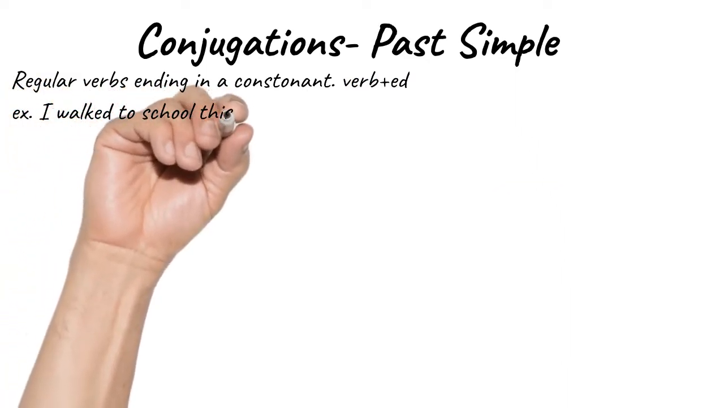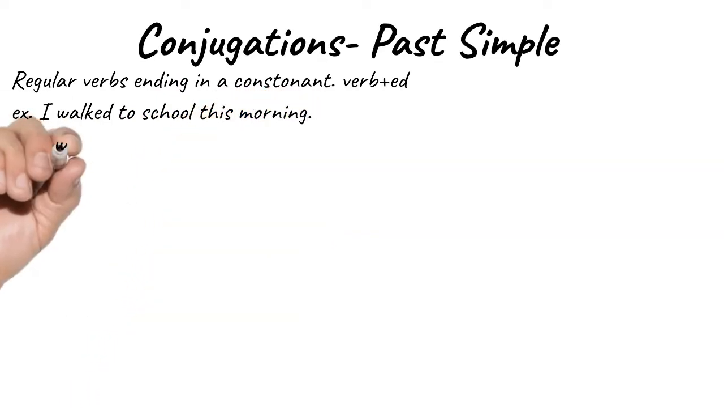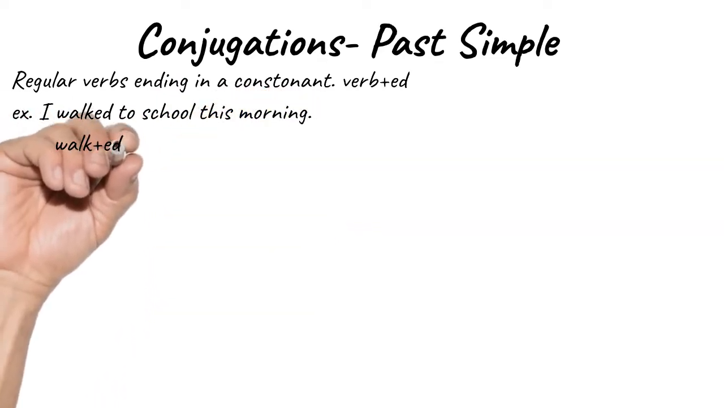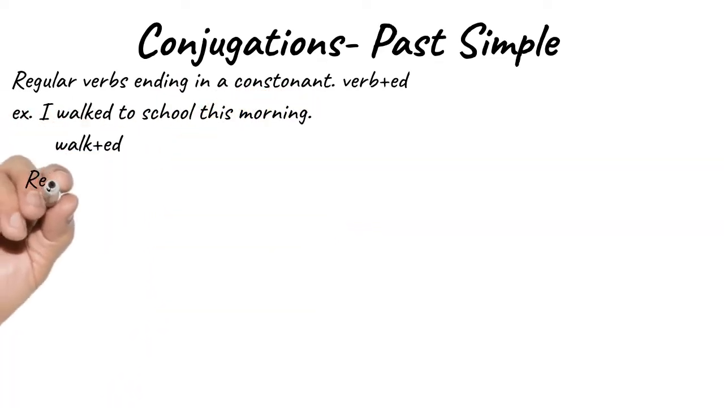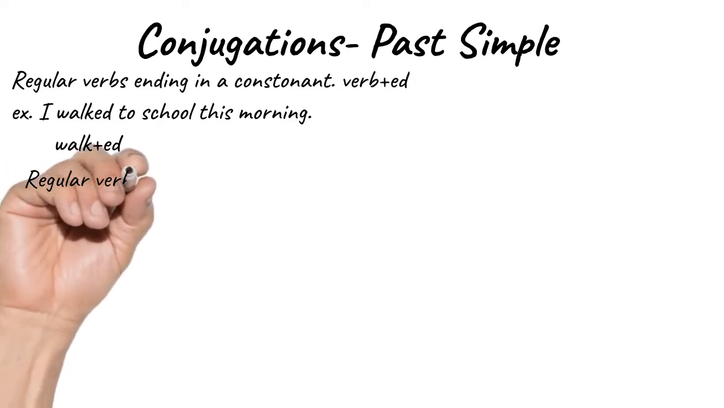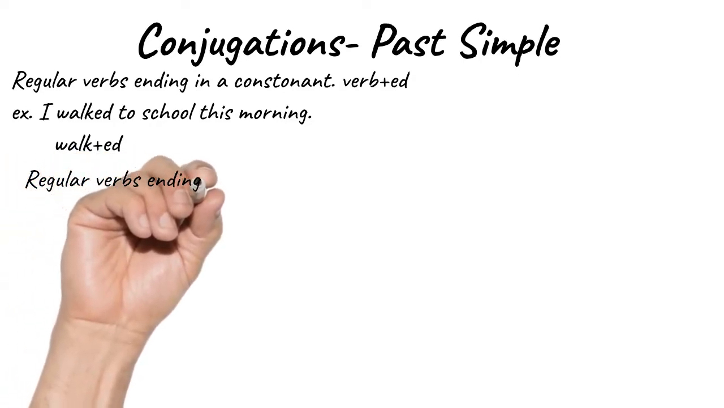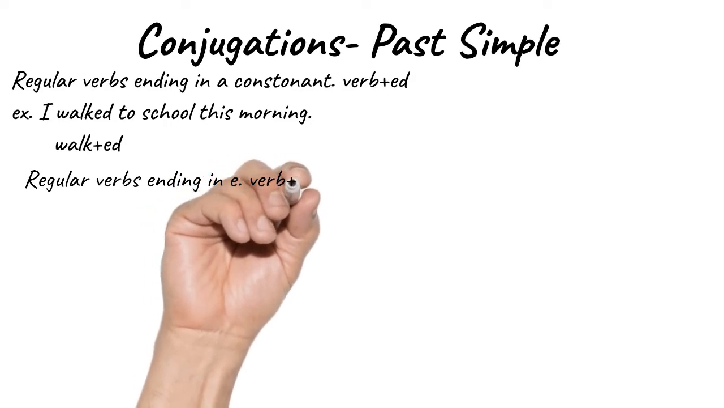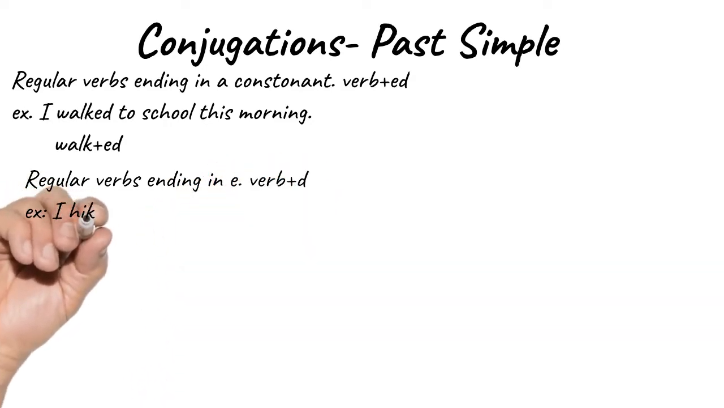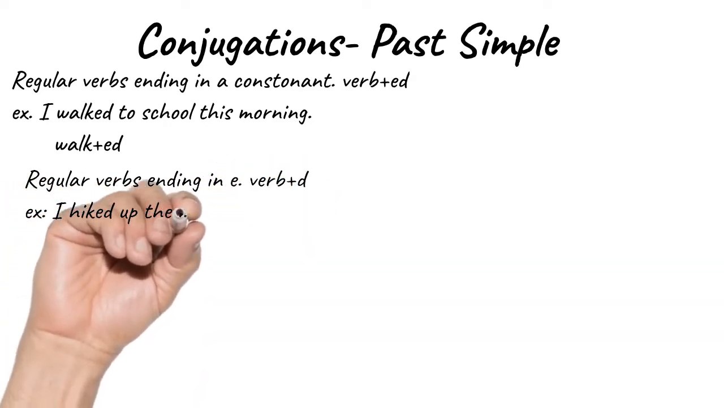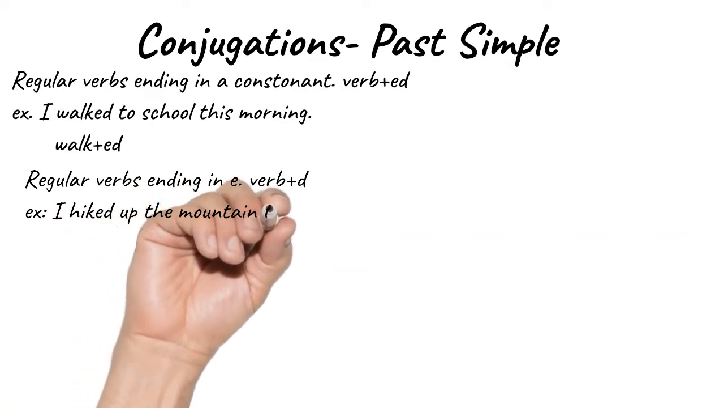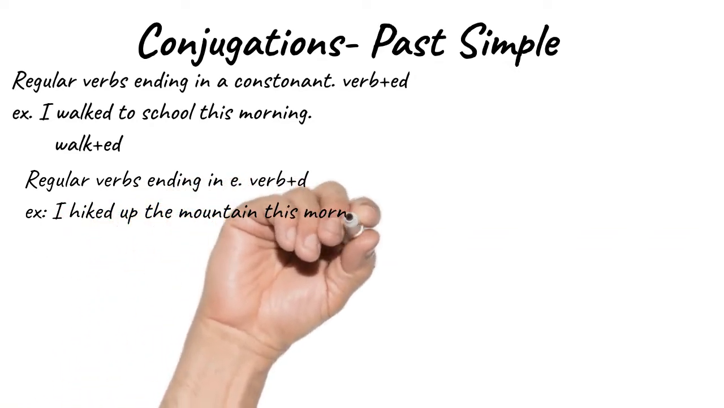Regular verbs ending in e, all we have to do is add the d. For example, hike plus d creates hiked. I hiked up the mountain this morning. It shows us that I have already hiked. The action is completed.